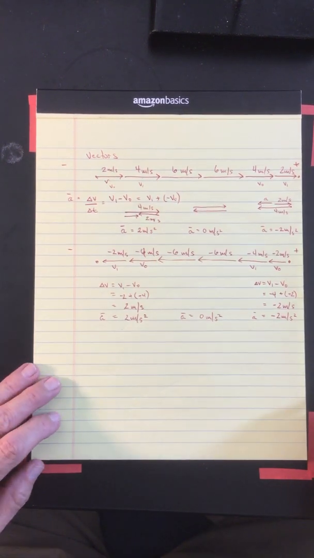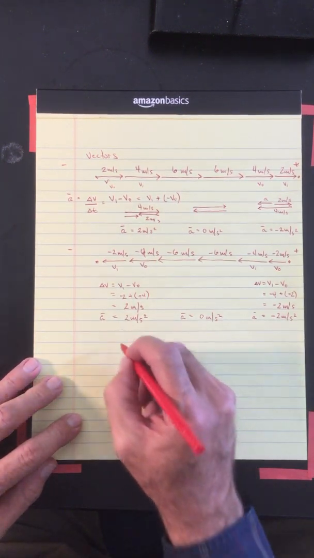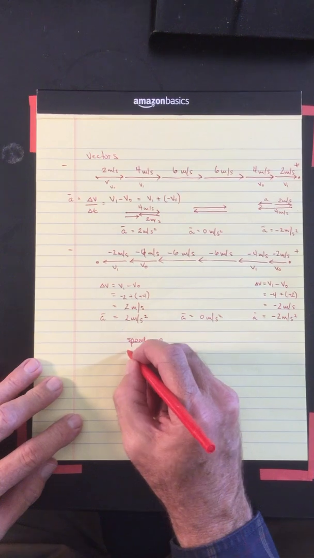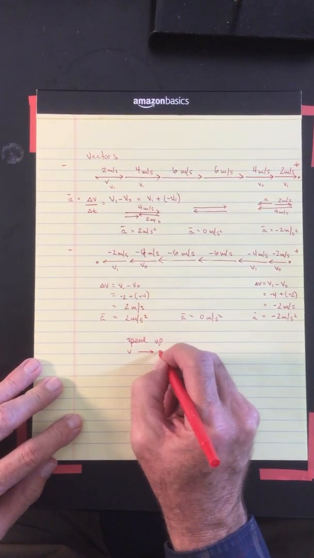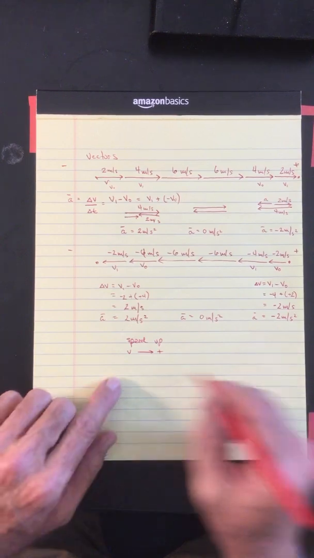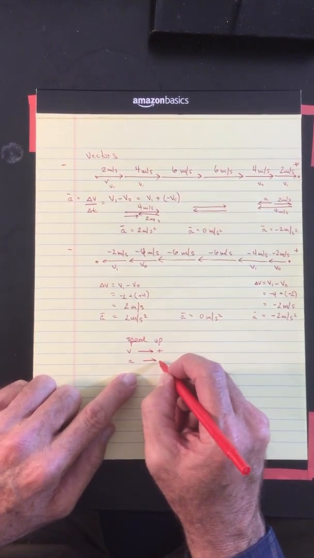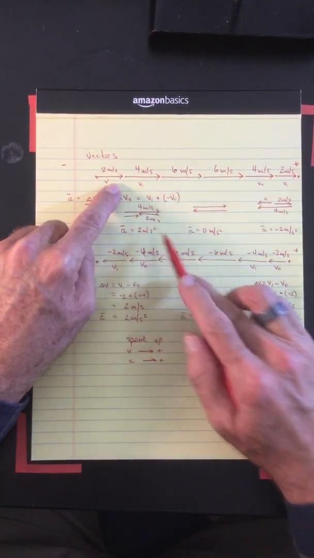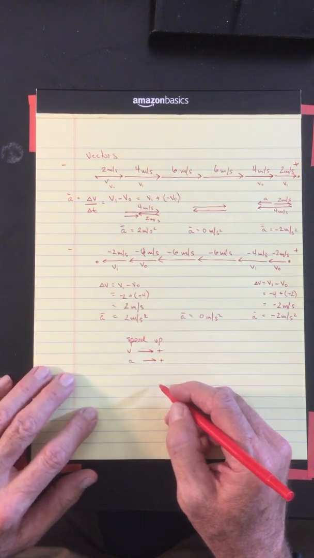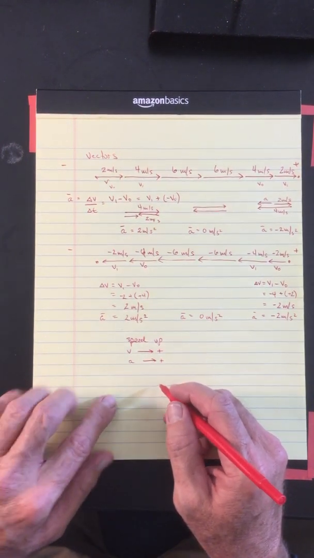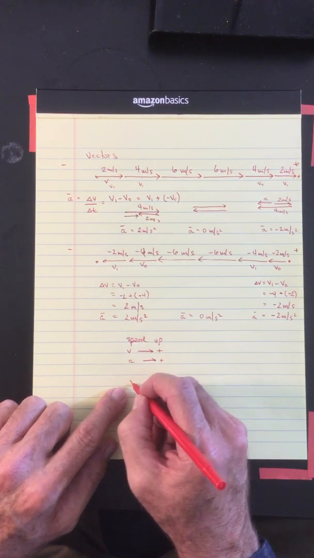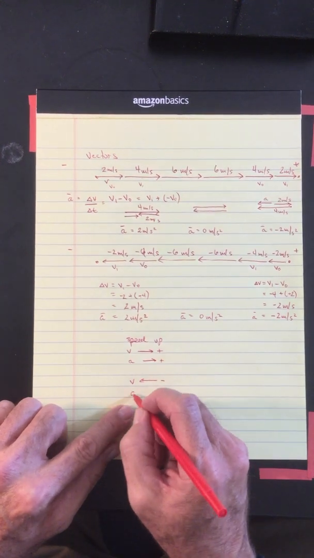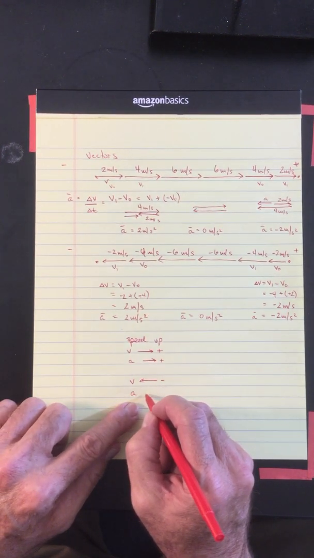So let's summarize all of this, speeding up and slowing down. So when we speed up, if you have velocity that's going in the positive direction and acceleration in the positive direction, that's what we have here. We're going the positive direction, velocity and acceleration. We're going to be speeding up. Where else will I be speeding up?